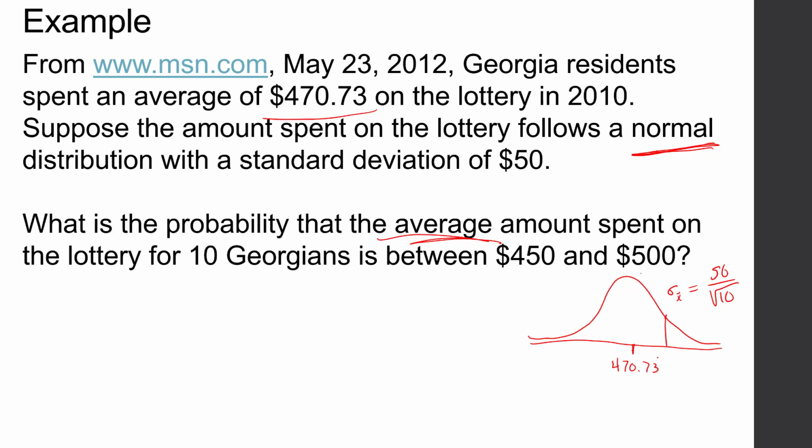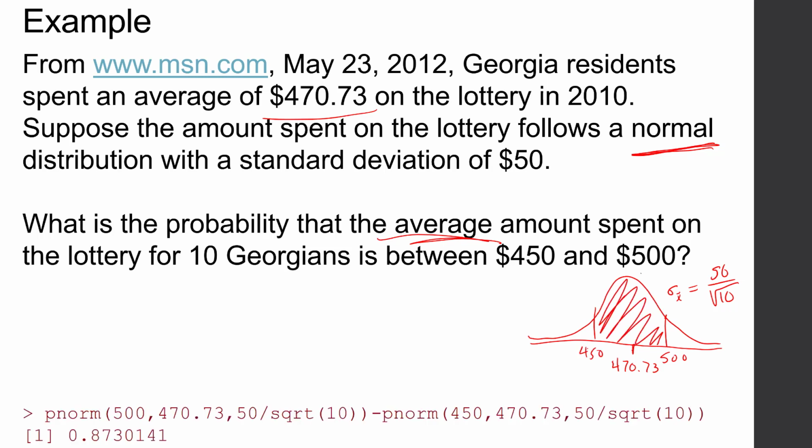So if we want to find the probability of being between 450 and 500 in this distribution, again, we can use our pnorm functions. But notice now, instead of just putting 50 in for the standard deviation, I put in 50 divided by the square root of 10. And we see that the probability that the average amount of 10 Georgians being between $450 and $500 is 0.873.